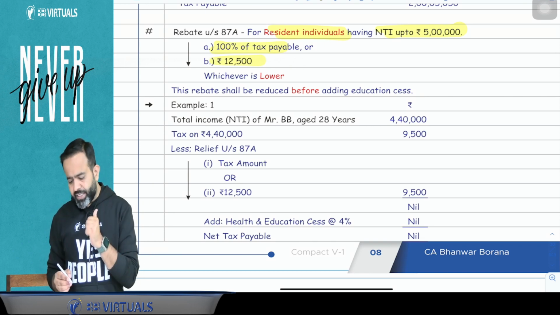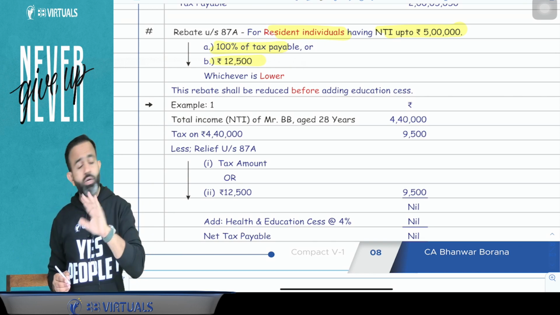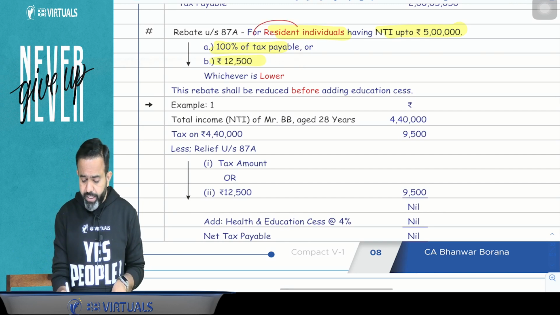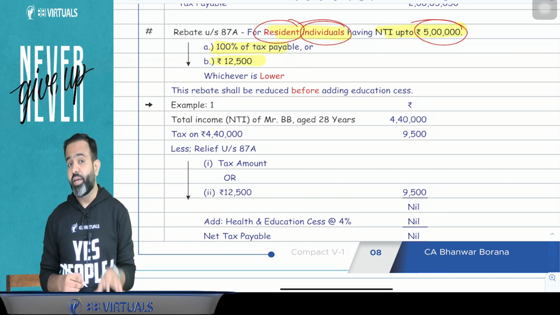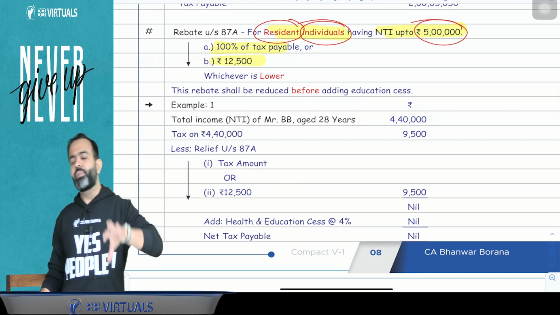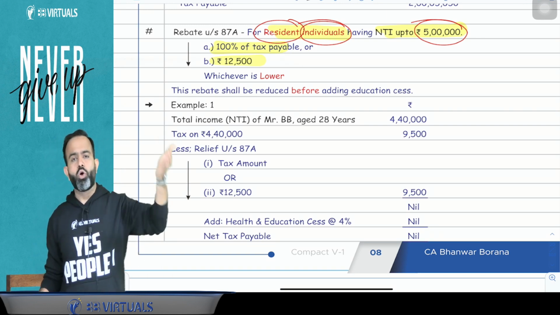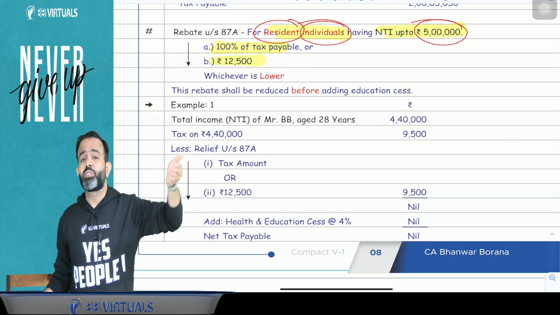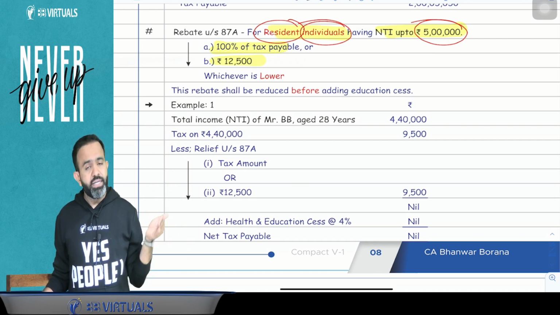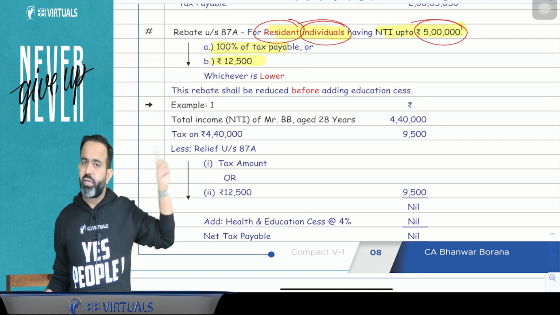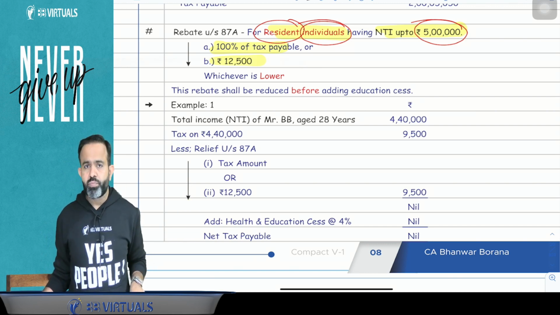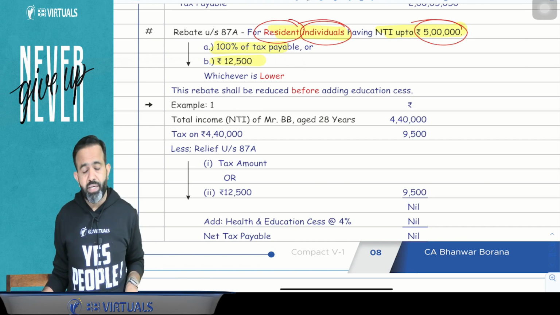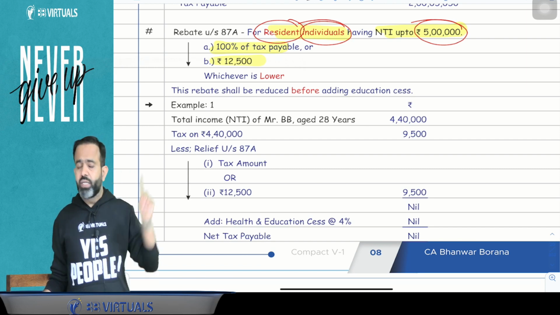Now the question is, sir, is this rebate applicable to HUF and all? The answer is no. This is applicable only in case of a resident individual having net taxable income of up to 5 lakh. Now one more point, sir, is this rebate applicable only in case of normal type of income, or even if there are some special incomes, is the rebate also applicable? The right answer is that for any type of income the rebate is applicable. Even if you have long-term capital gain under section 112 or short-term capital gain under section 111A, or suppose there is winning income and all, this rebate is applicable.